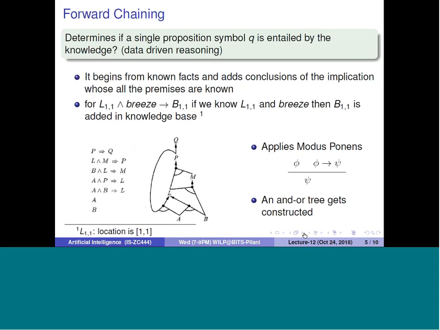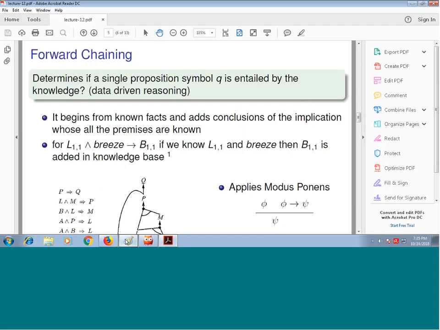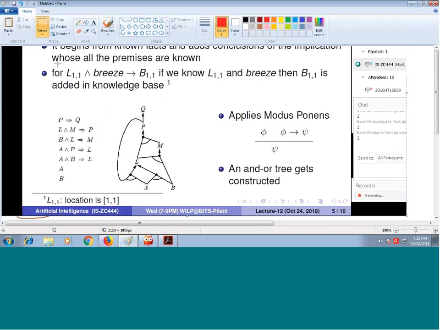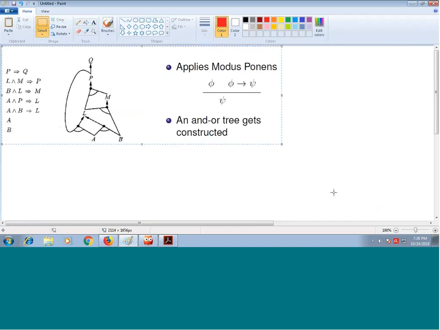There are two ways to find this out, and we will be discussing both of them today. One method is forward chaining. Forward chaining says that you apply modus ponens. We have discussed it just now: if you have phi and phi implies psi, then you have psi. Okay, this is all clear.